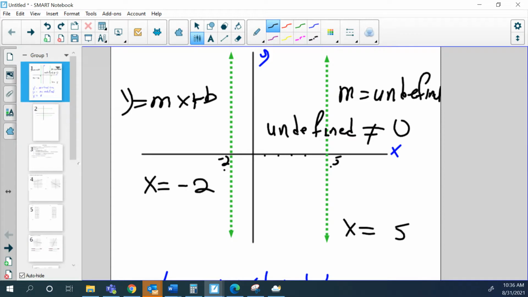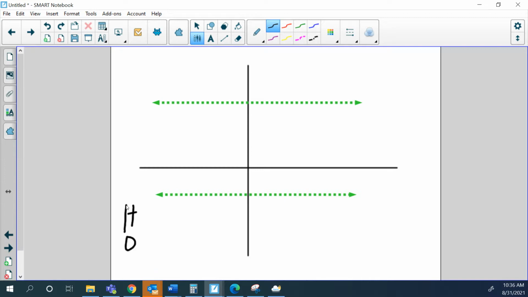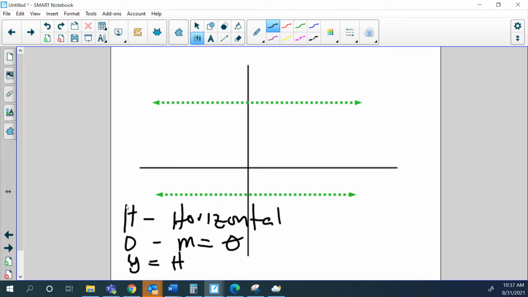And for horizontal lines, we use HOY. H stands for horizontal, the O stands for m equals 0, the slope is 0, and Y is just Y equals a number. So for horizontal lines, the slope is always 0.